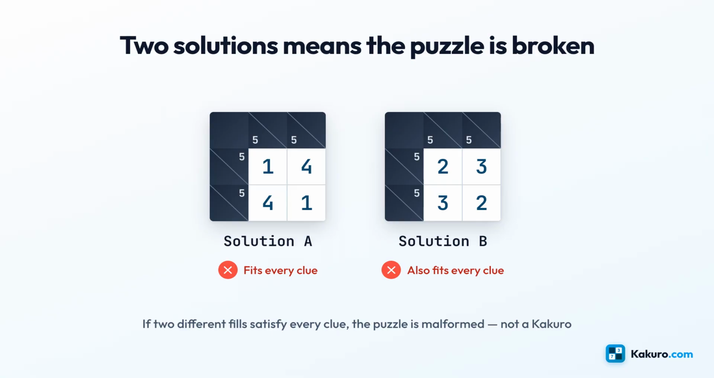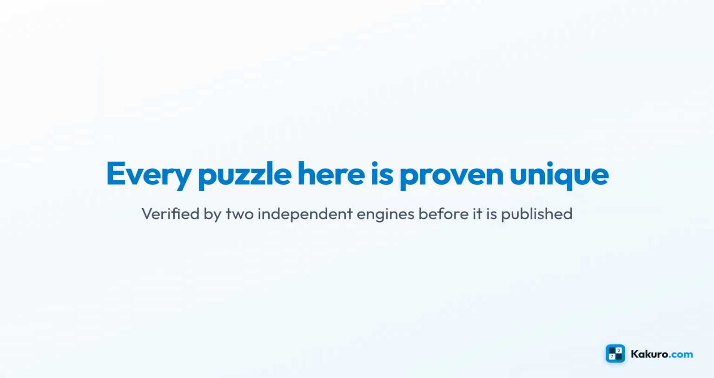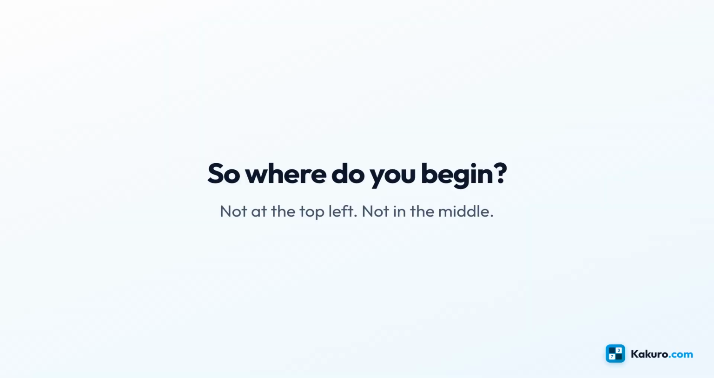This does happen in print, and it is never your fault. Every puzzle on Kakuro.com is machine-proven to have exactly one solution before it is ever published. Two independent solving engines have to agree on it. So, how do you actually start?